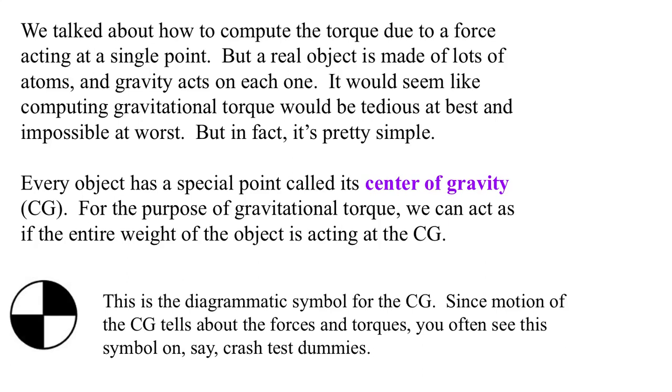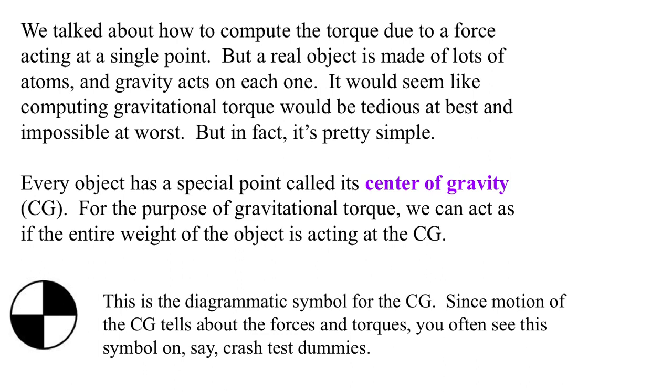Okay, we've talked about how to compute the torque due to a force acting at a single point, which is just the moment arm times the force, or various other versions for the torque. But a real object is made of lots of atoms, and gravity acts on each one. It would seem like computing gravitational torque would be tedious at best and impossible at worst. But in fact, it's pretty simple.